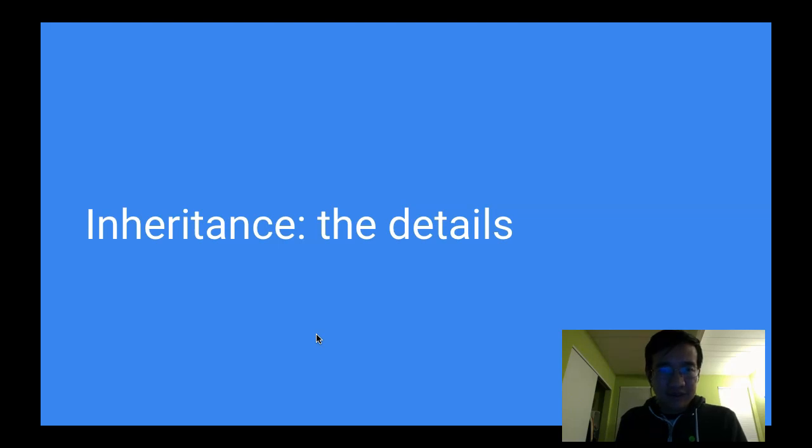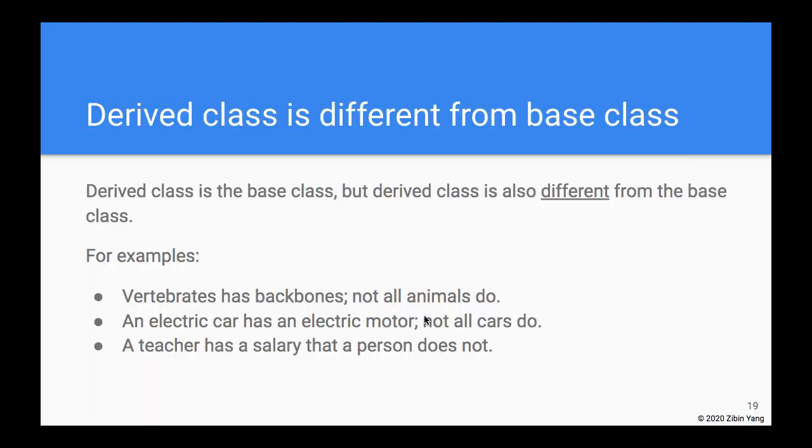Hi, in this video, we are going to dig deeper into the details of inheritance in Python. Even though we say that the derived class is the base class, like a vertebrate is an animal, the derived class is also almost always different from the base class. For example, even though vertebrate inherits from animal, vertebrates have backbones, but not all animals do, right? They're invertebrates.